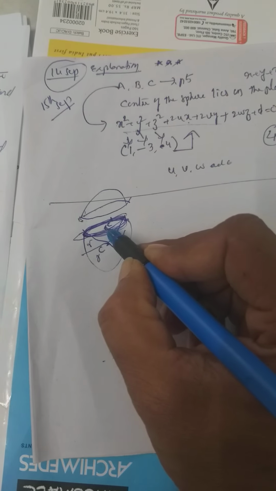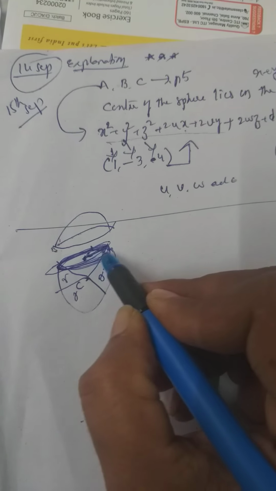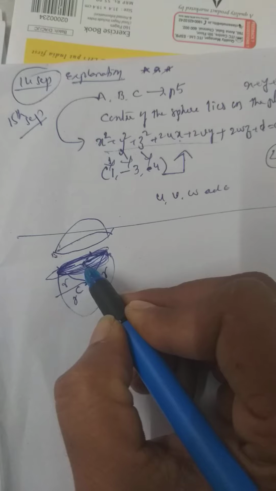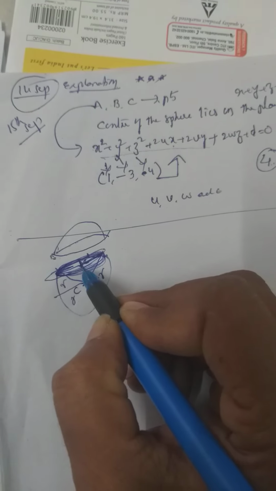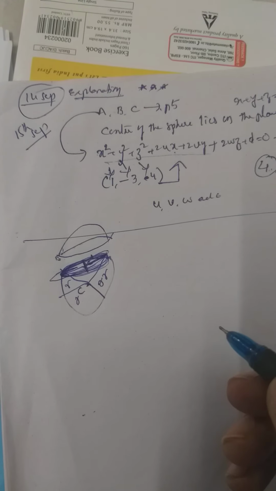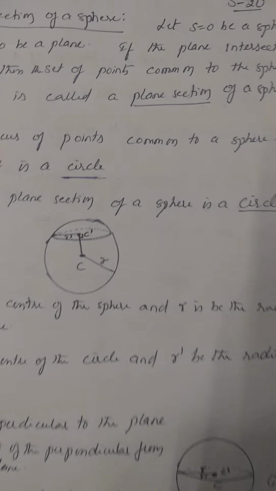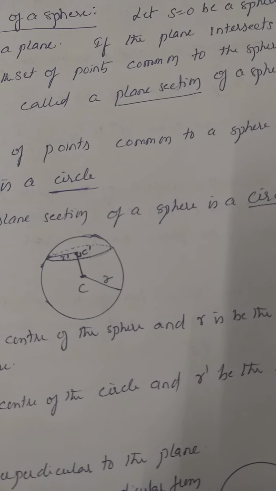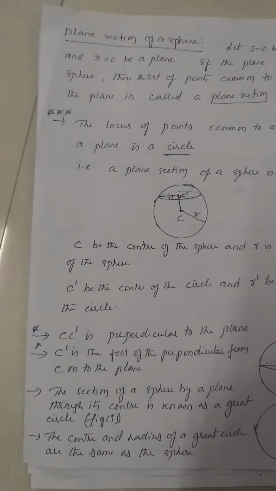Now this is the center of the circle. This distance is called the radius of the circle. This is called the radius of the circle, and this part is also called the radius of the circle, right? Now the radius of the circle is denoted by r dash, and the center of the circle is denoted by C dash. Now please go through those points.